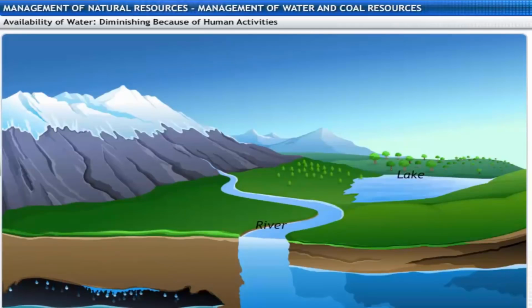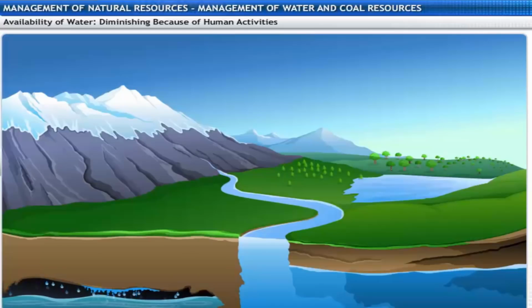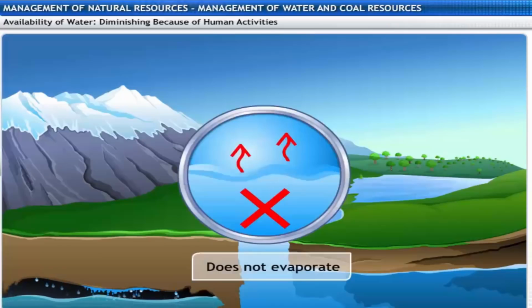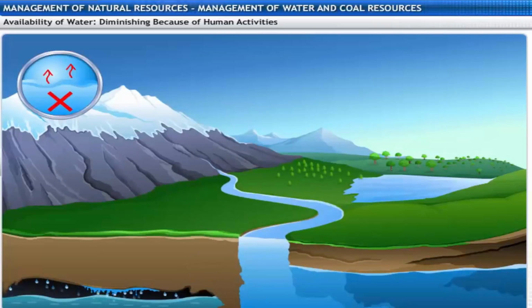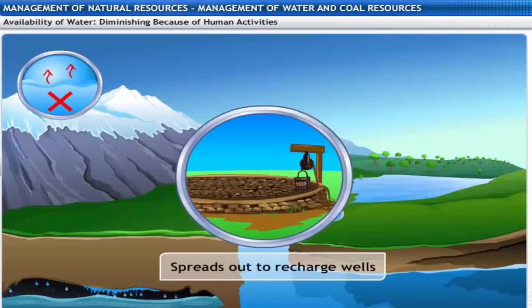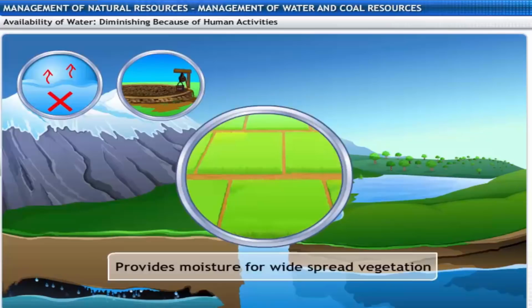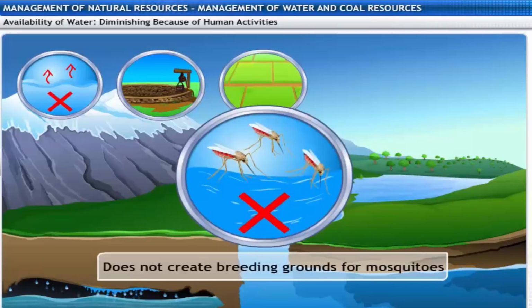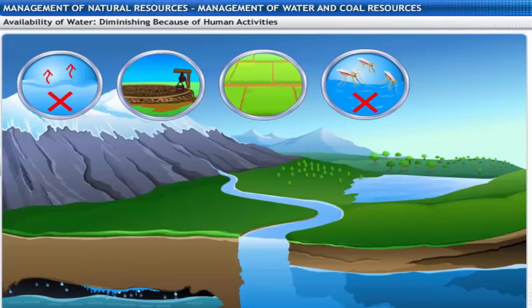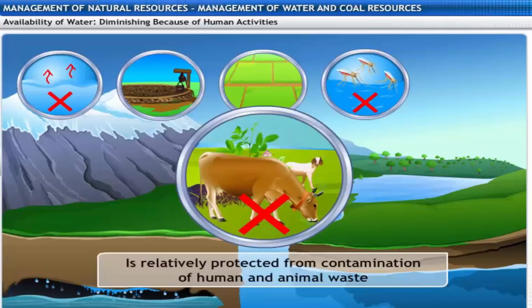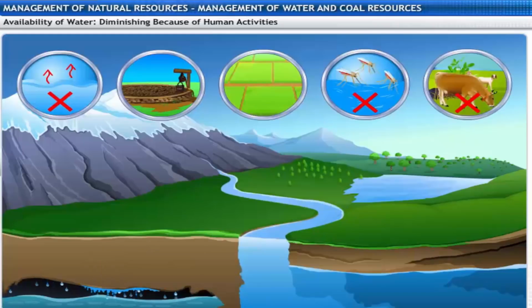Groundwater is especially important to conserve because of the following advantages. It does not evaporate. It spreads out to recharge wells. It provides moisture for widespread vegetation. It does not create breeding grounds for mosquitoes, and it is relatively protected from contamination of human and animal waste.